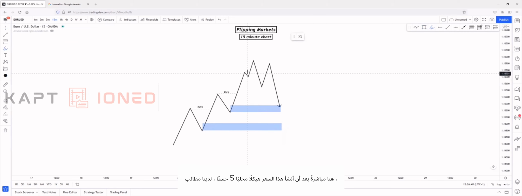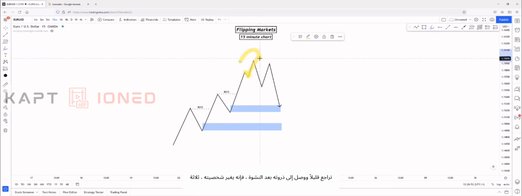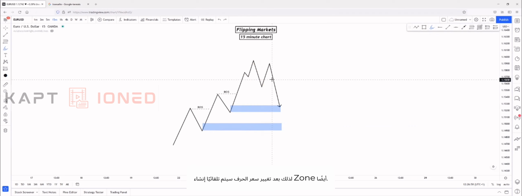After that, price created a little structure, a little pullback, and reached its high. After the high, it changed character to the downside here. So after a change of character, price will automatically create a zone, either a supply or demand zone. But we'll talk about change of character in the entry units.